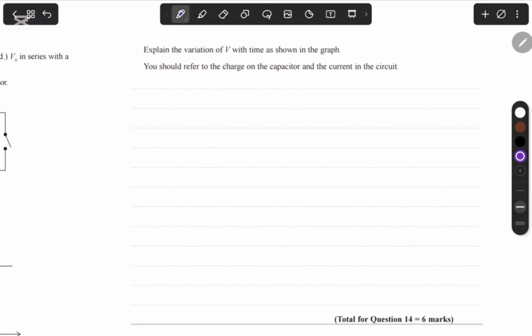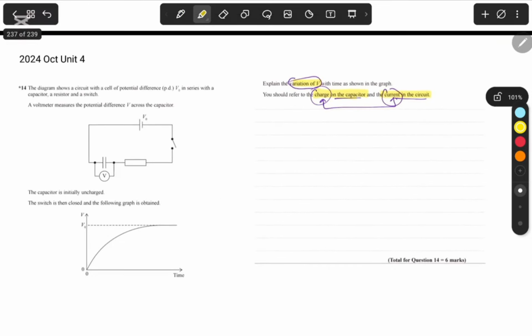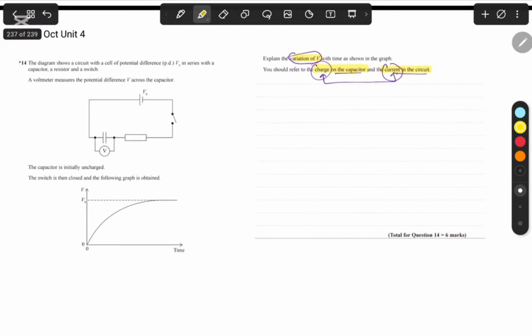So first of all, you know that you have to talk about the charge on the capacitor, and you also have to talk about the current in the circuit. So remember to mention these 2 points in your answer. And next, the main thing we have to mention is we have to explain the variation of V with time. So keep these things in mind, because they've already helped you out by telling you some things. Now I'll explain a little bit of the background of this question, so you can understand it, and when I write the answer, you don't have any doubts. So let's go through that, and then I'm going to write the answer.